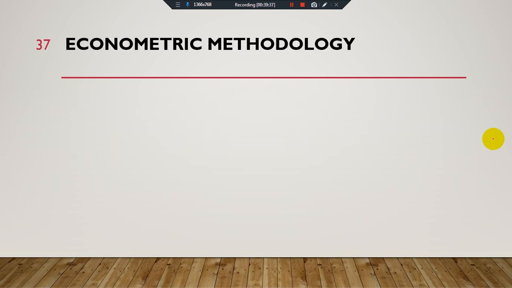Here we have the econometric model. Here I would like to highlight the difference between the econometric model and econometric methodology. When we use the variables and the error term in the model, this is the econometric model.